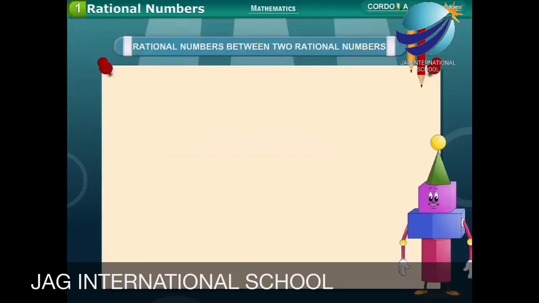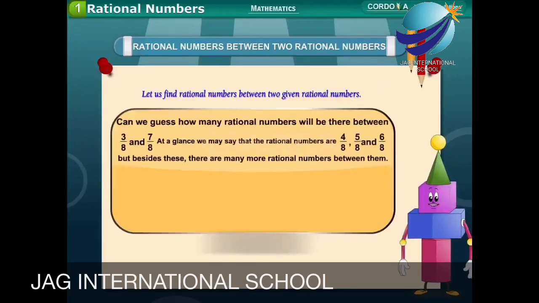Rational numbers between two rational numbers. Let us find rational numbers between two given rational numbers. Can we guess how many rational numbers will be there between 3/8 and 7/8? At a glance, we may say that the rational numbers are 4/8, 5/8 and 6/8. But besides these, there are many more rational numbers between them.